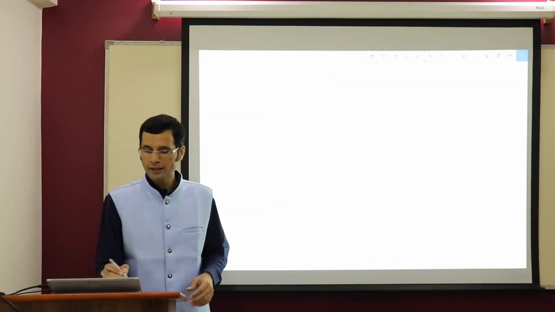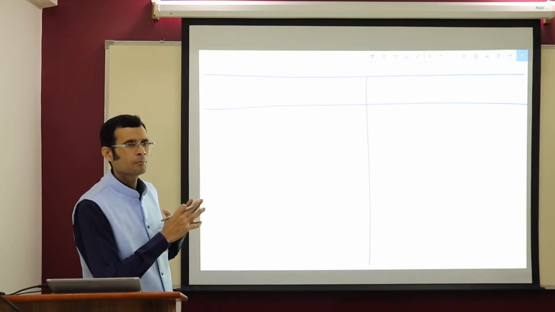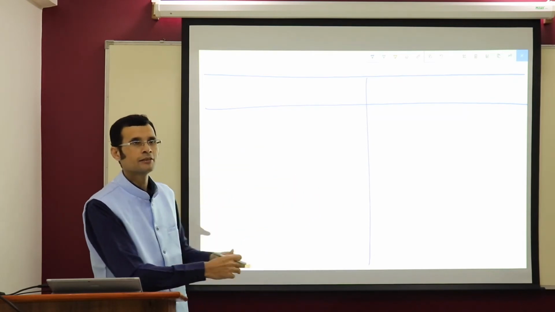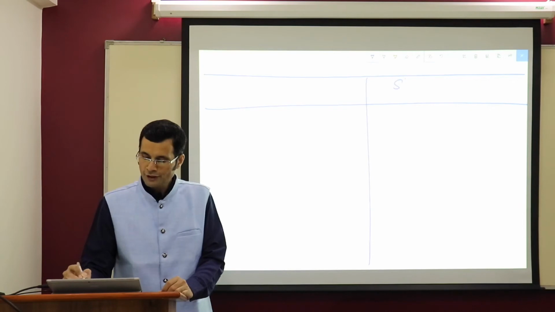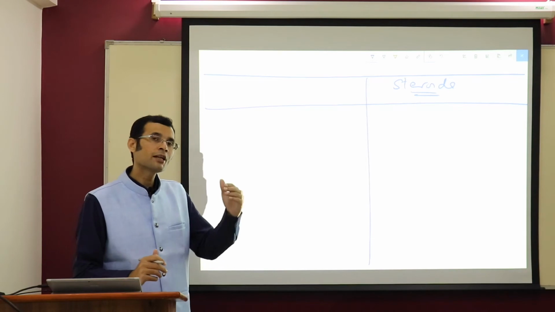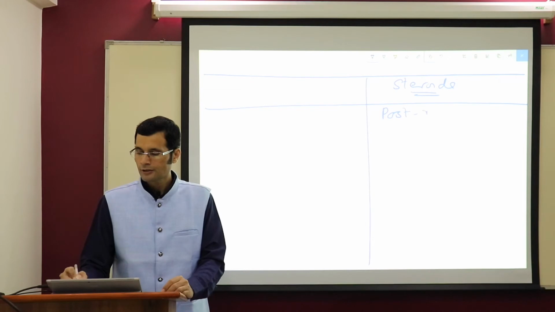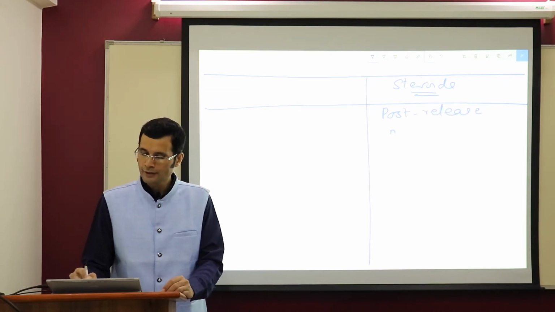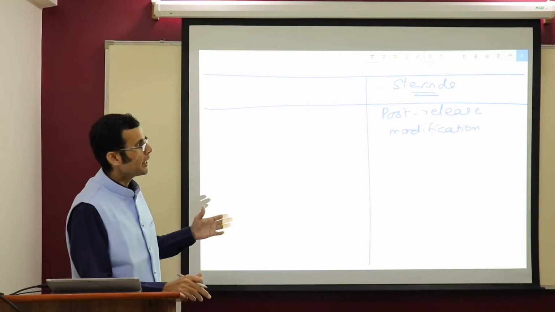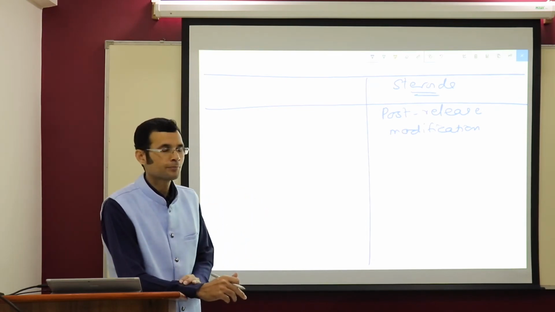One last point of comparison is actually not a comparison, but an additional feature which we can say about each of these categories. For the steroids, there is something called post-release modification. That's another feature seen in the case of steroid hormones. Means once the hormone has been synthesized and it has been released, it can get modified further.